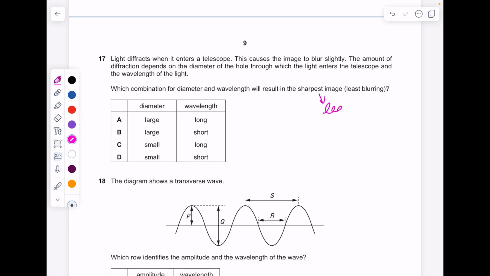So we want the least amount of dispersion, we want the least amount of diffraction, and therefore you want a large gap and short wavelengths. The answer here is B.